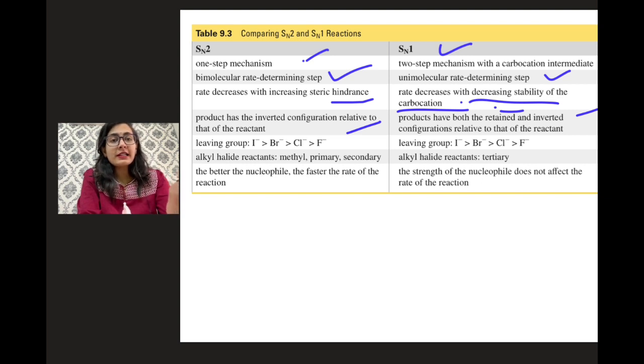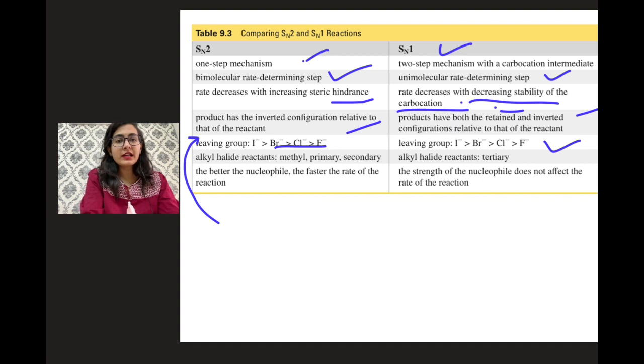Leaving group ability, guys, is again going to be dependent on solvent, so always take care of this. It's going to be like this: I minus, Br minus, Cl minus, and F minus. The same works over here as well. So that's why in the solvolysis reaction, if we don't mention what the mechanism is, then also it's fine. You just have to know who is the nucleophile, who is the leaving group.